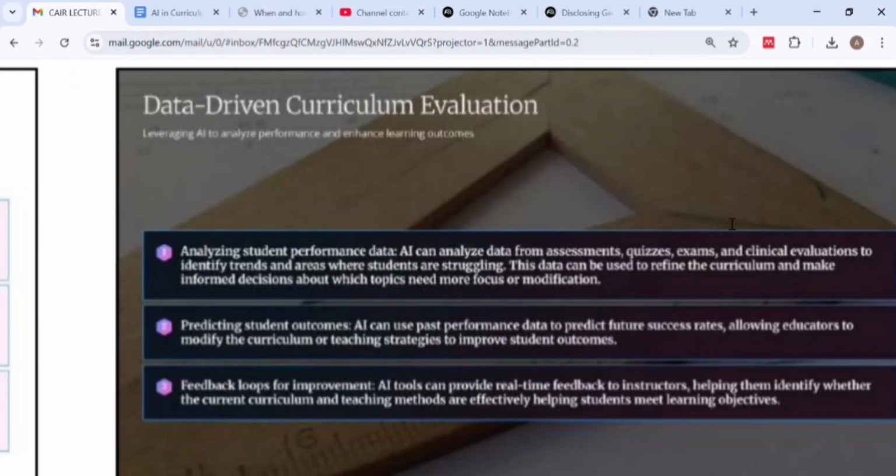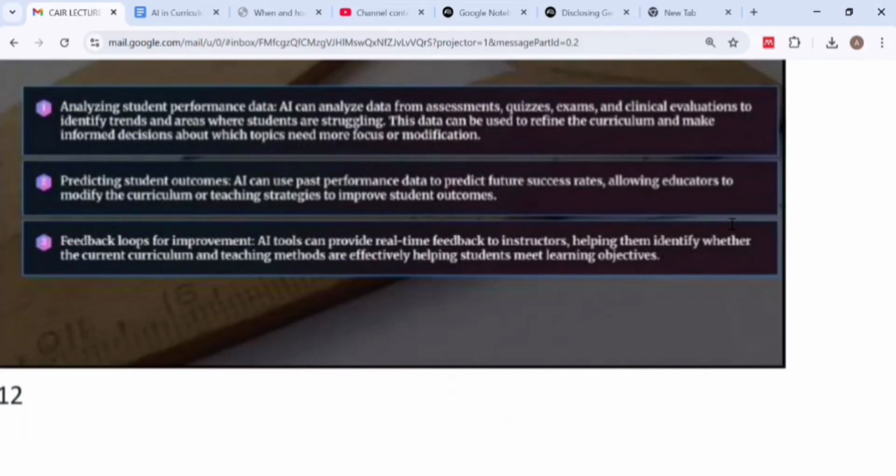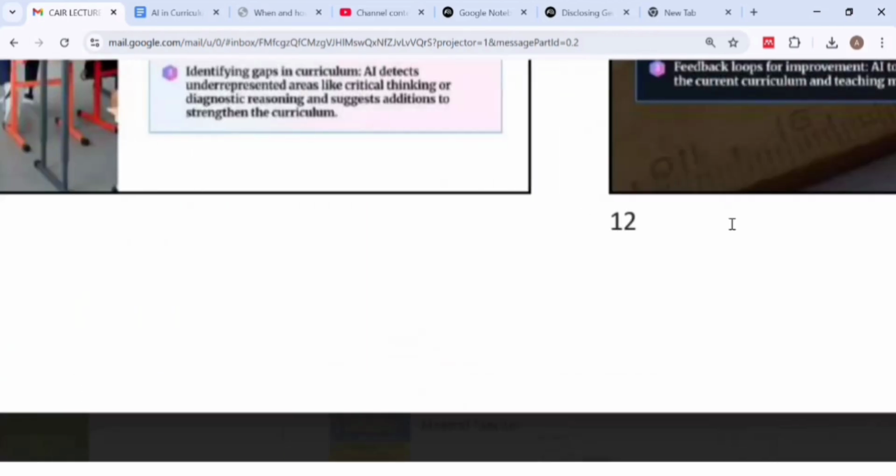Predicting student outcomes. AI can use past performance data to predict future success rates, allowing educators to modify the curriculum or teaching strategies to improve student outcomes. Feedback loops for improvement. AI tools can provide real-time feedback to instructors, helping them identify whether the current curriculum and teaching methods are effectively helping students meet learning objectives.